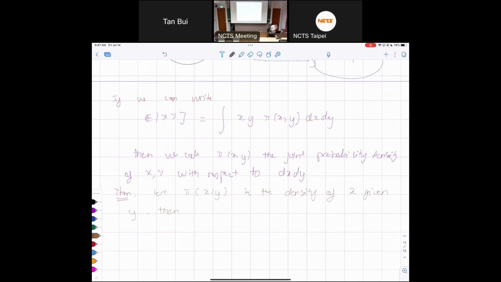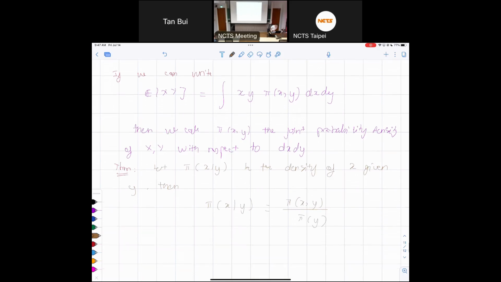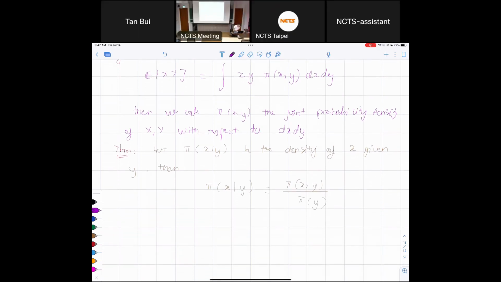The conditional density can be written as π(x,y) divided by π(y). Now you can think about this as a Bayes formula, but we can avoid Bayes formula as well if we want to. And the proof, I'm going to ask you to do as homework.